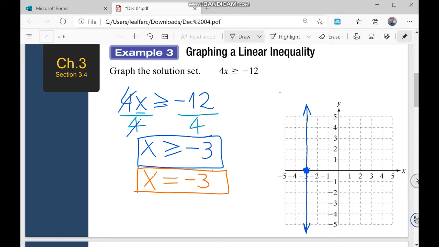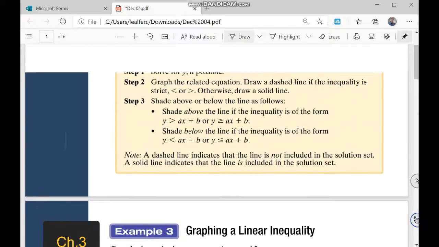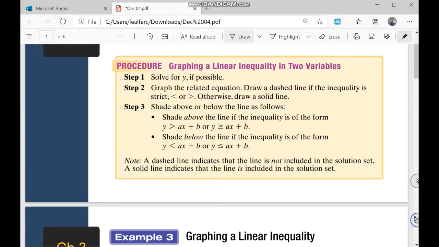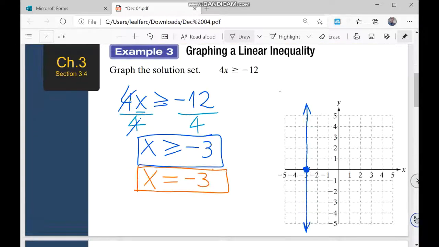The next step, check this step by step, the procedure, step number 3. There's another problem here. Look at that. Shade above or below the line. We don't have above or below the line here. The line is vertical. What do you mean by above or below? Again, this is a special case. We don't have above or below here. We need to check.